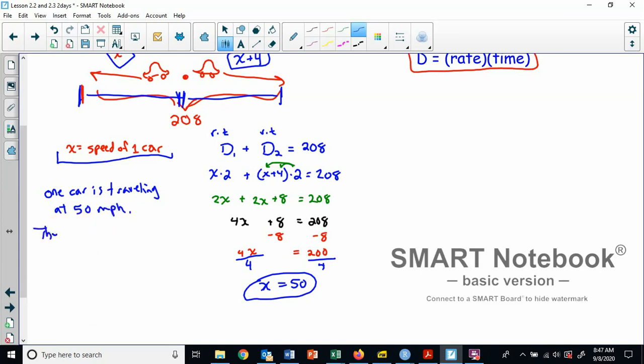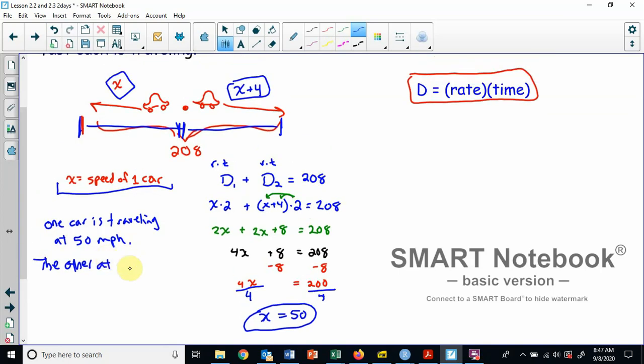The other at, well, do I have any way of finding the other one? How did the other one relate? Oh yeah, the other was just x plus 4, 4 more, so 50 plus 4 would be 54 miles per hour. So now I've answered the question. How fast are the two cars traveling? 50 miles per hour and 54 miles per hour. Okay, I hope that makes sense. And it all comes from being able to relate things with equations. Okay?